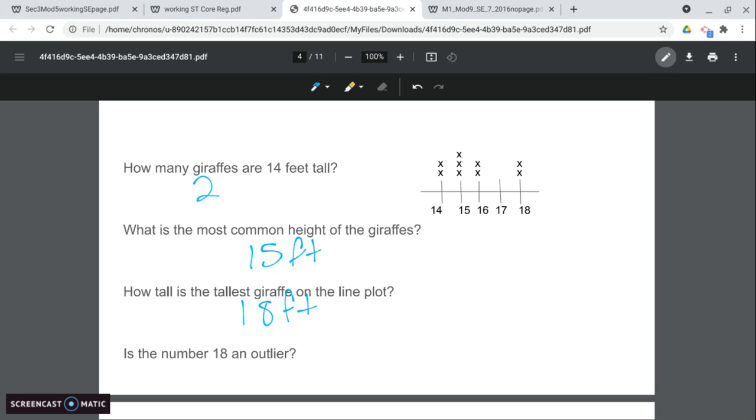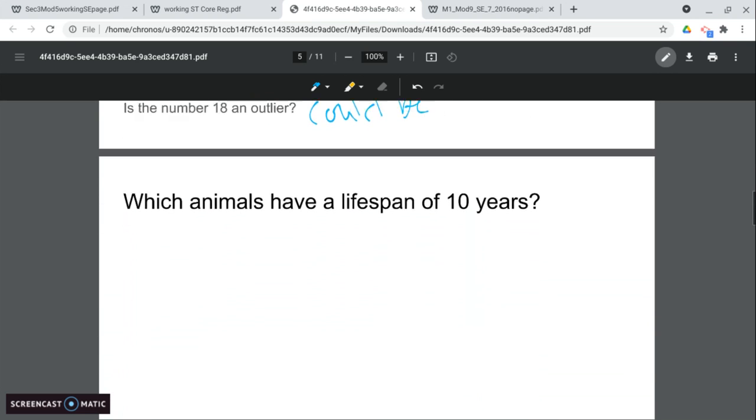And is the number 18 an outlier? So there is a jump in the data. We go from 14, 15, 16. We skip and go to 18, but we have 2 values. So could be. Because it's not very far and because there's more than one at the outlier, sometimes we wouldn't consider that an outlier, but we could if there aren't any others.